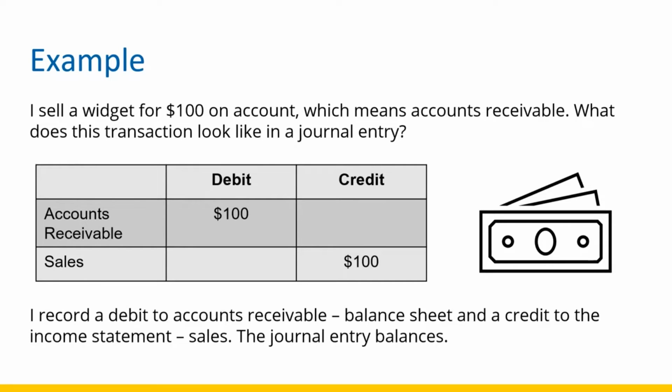In this example, I sell something for $100, but I do not get cash for this. Instead, I record this as an accounts receivable. So I debit accounts receivable and I credit sales or revenue. And so again, it's clear that the debits equal the credits, and this is what the journal entry would look like when I record this transaction.